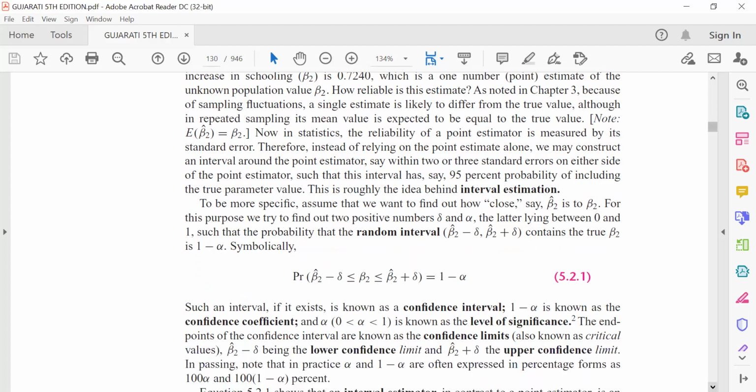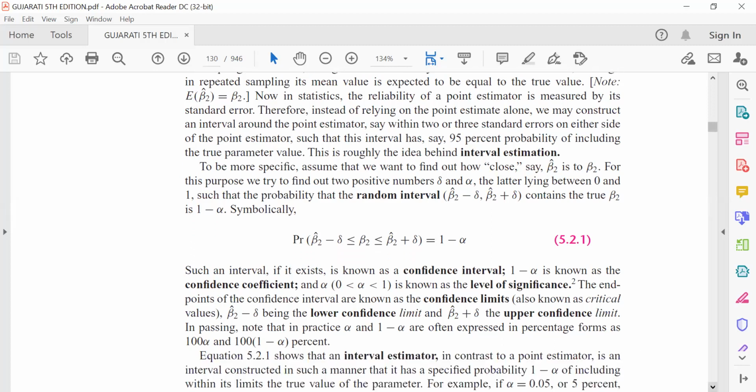Such an interval, if it exists, is known as a confidence interval. 1 minus alpha is known as the confidence coefficient. Alpha, from 0 to 1, is known as the level of significance. The endpoints of the confidence interval are known as the confidence limits. We have two limits here, the lower confidence limit and the upper confidence limit. In passing, note that in practice alpha and 1 minus alpha are often expressed in percentage form as 100 times alpha percent and 100 times 1 minus alpha percent. Okay.